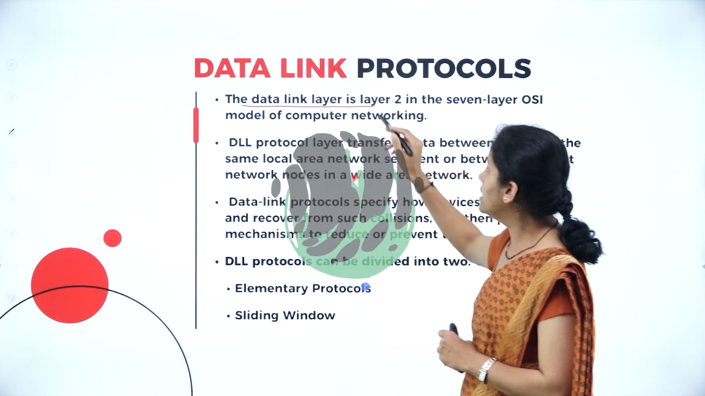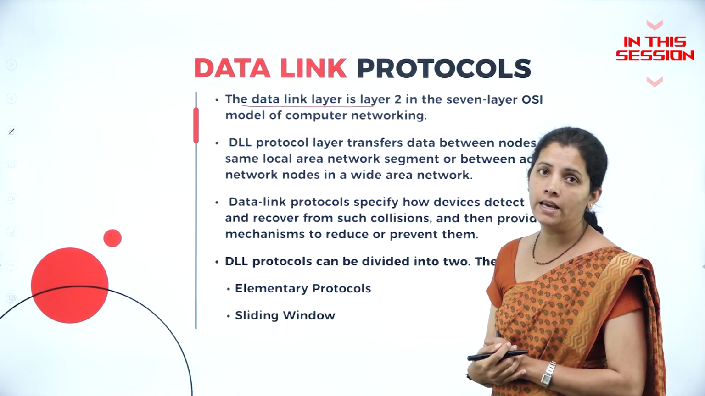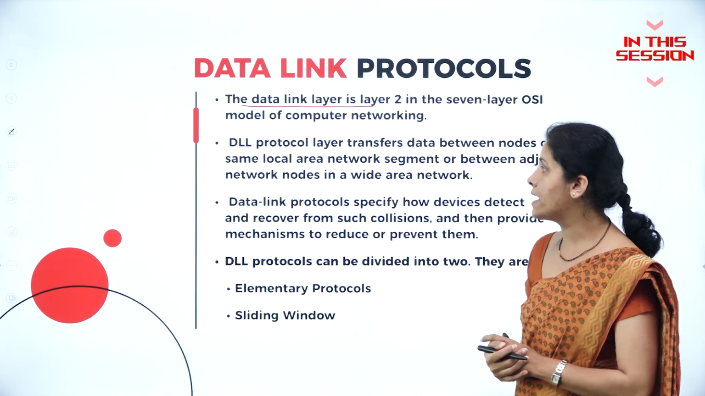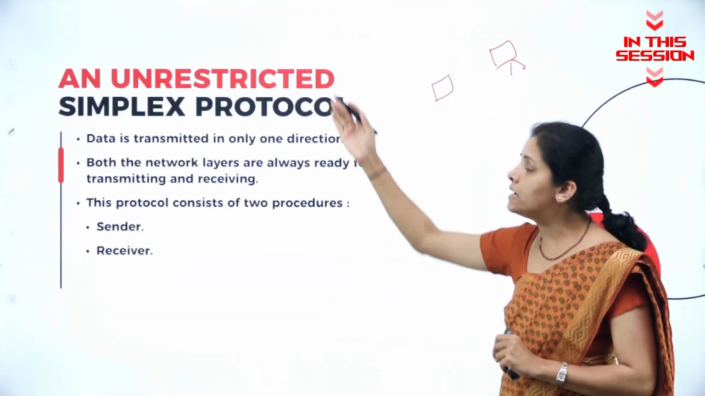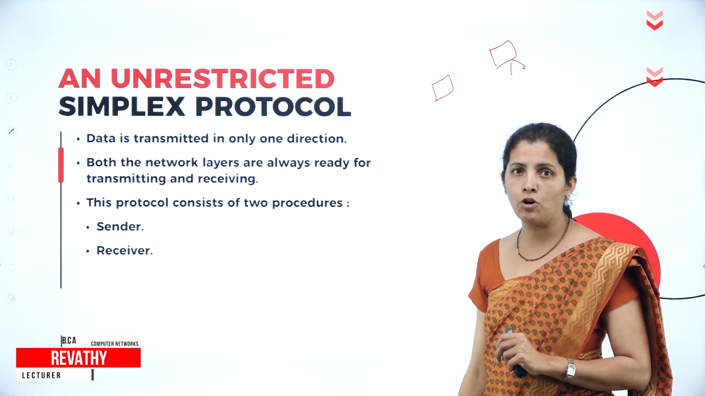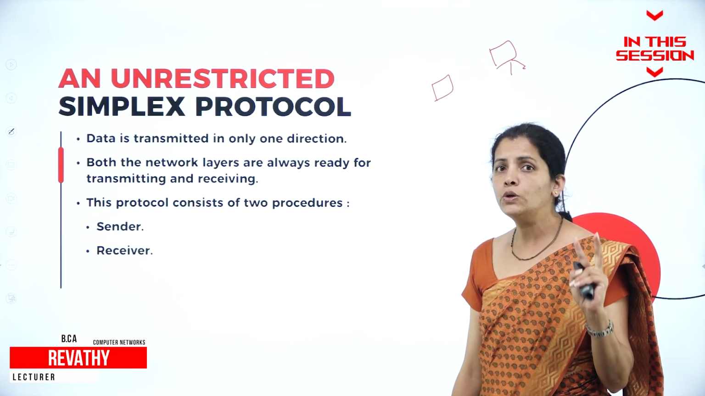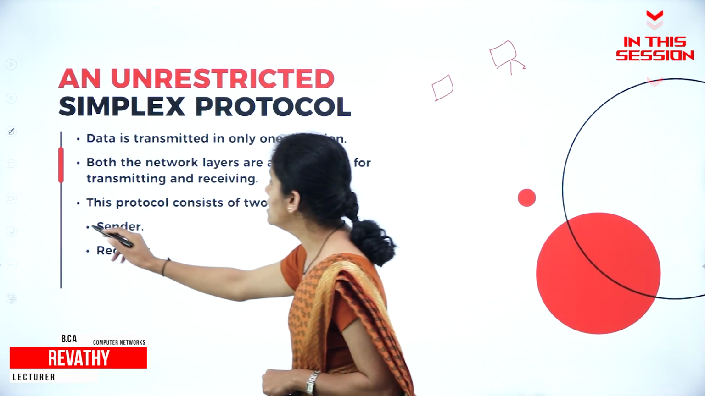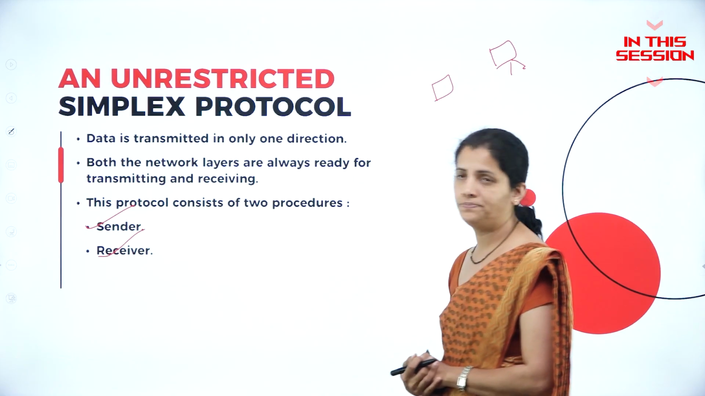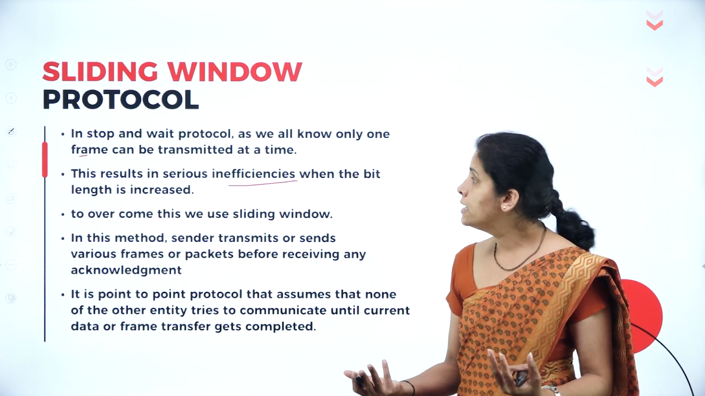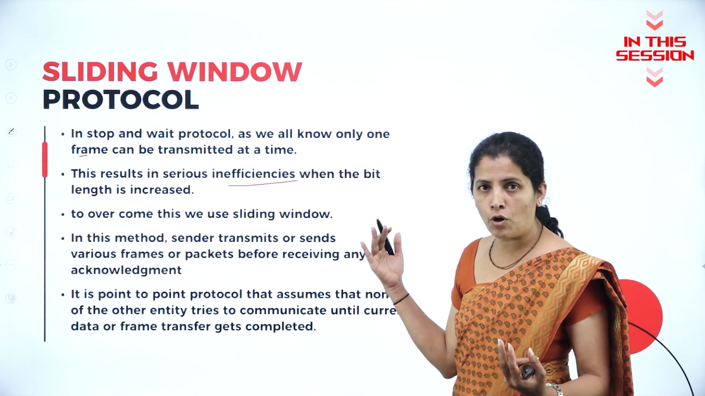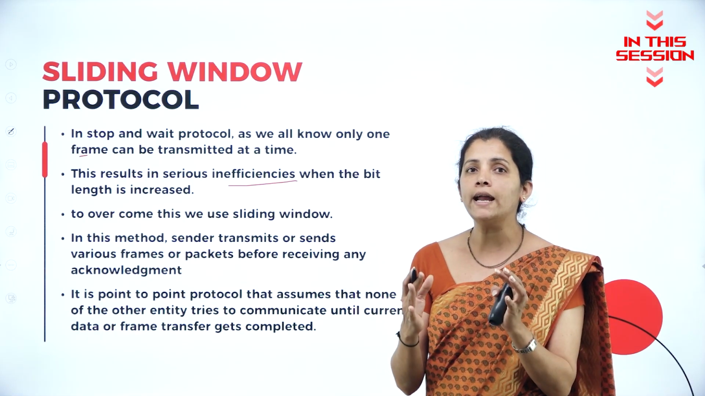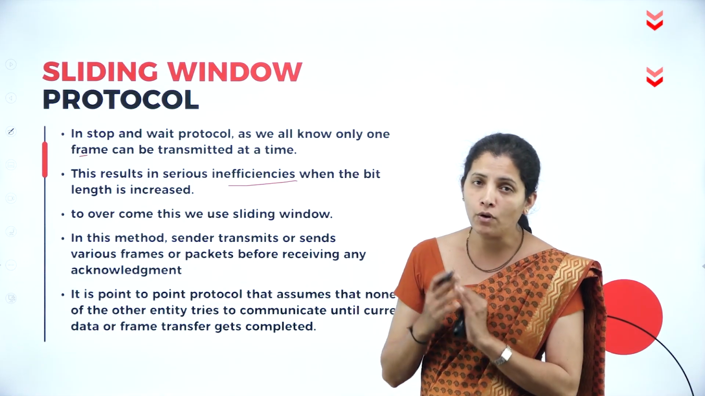The data link layer is the second layer in the OSI reference model. Unrestricted simplex protocol requires two parties, that is sender and receiver. What is sliding window? In the sliding window protocol, I am able to send a bulk amount of frames.